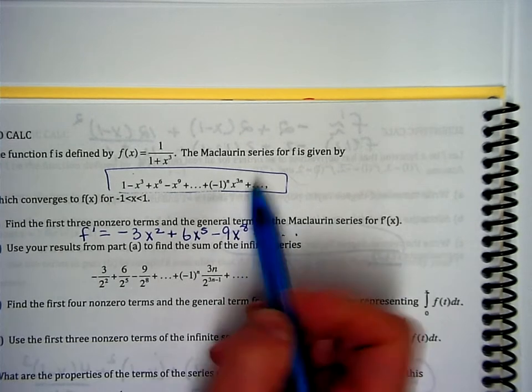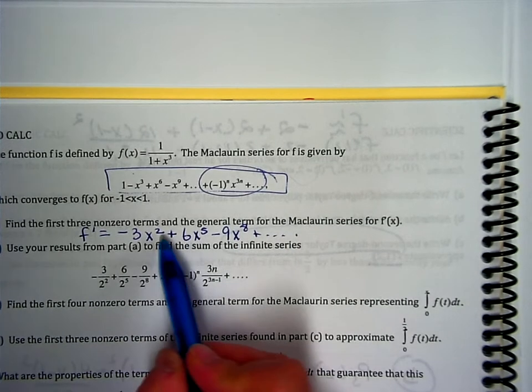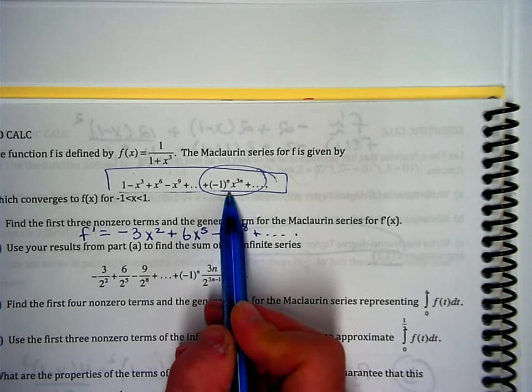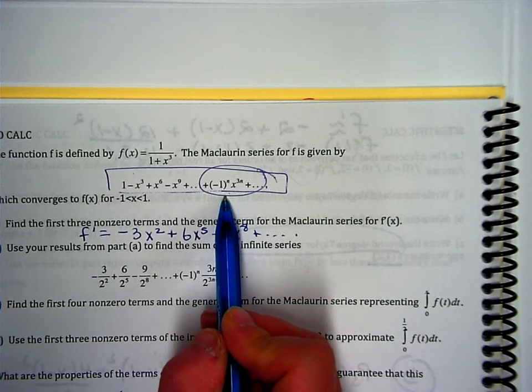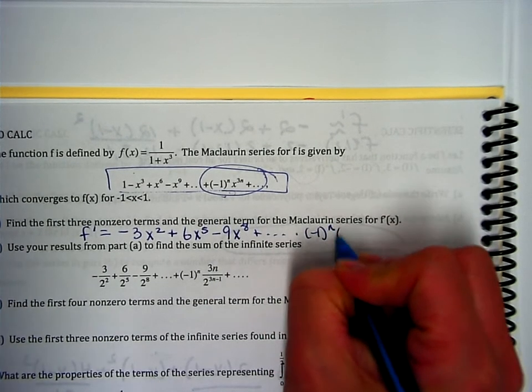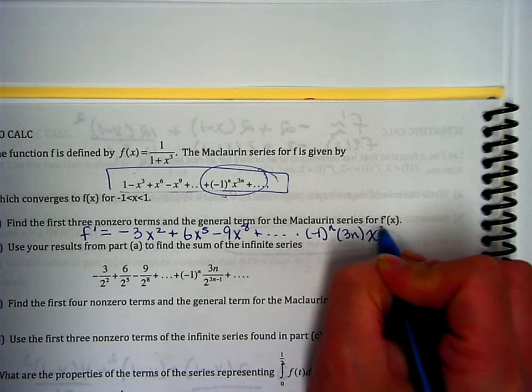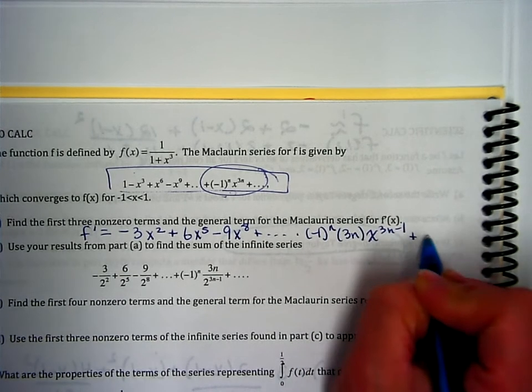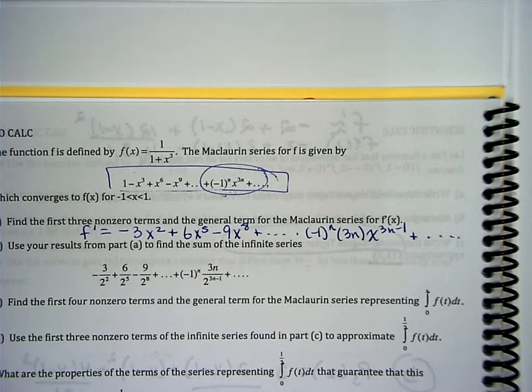And then remember we talked about, instead of trying to figure out what this pattern is, I'm going to use the rule for taking a derivative from the general term. So my general term would be negative 1 to the n, bring down the 3n, reduce the power by 1. There's my general term, put it in the middle, put a plus dot dot dot.